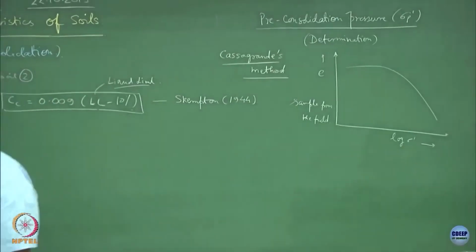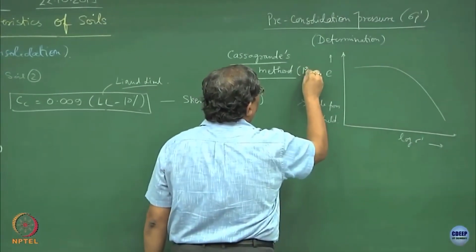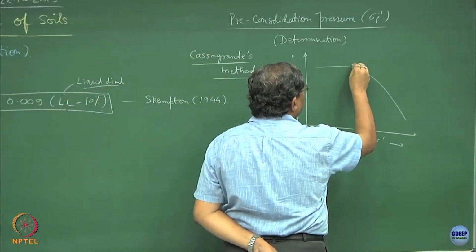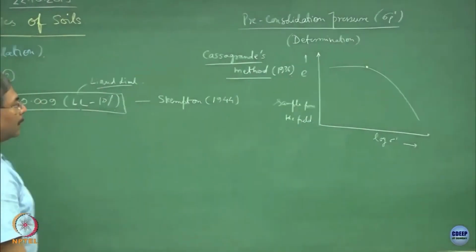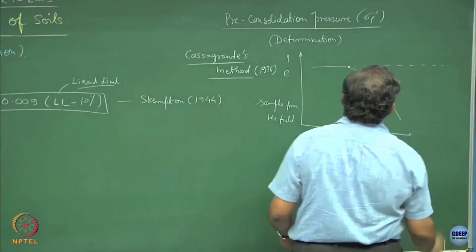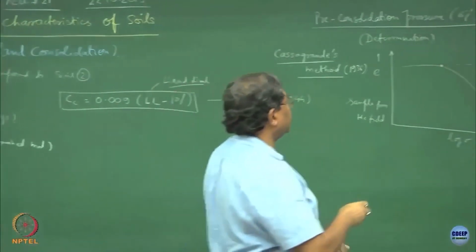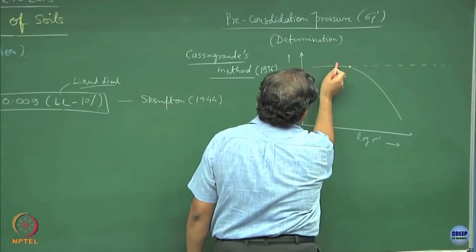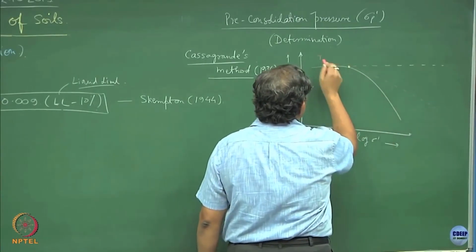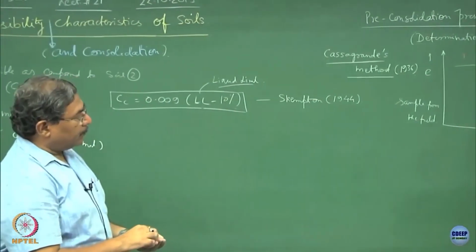It is a bit of geometrical construction, 1936. So, on this graph get the point of maximum curvature, and once you have done that, draw a horizontal line, and draw a tangent passing through this point. So this is a tangent, fine.